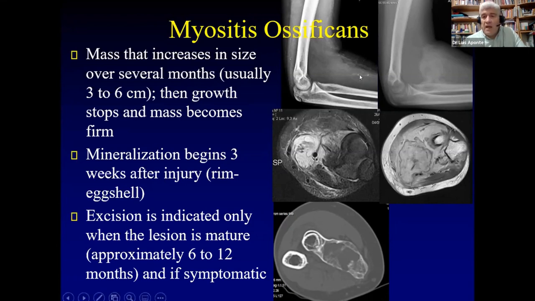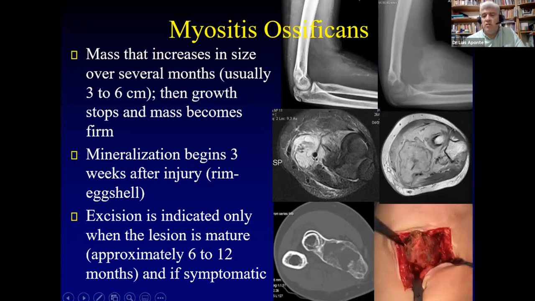You have to ask for a new X-ray. With just the X-ray, these are not calcifications like in a hemangioma. It's really a big mass, and you can see here that you can take the mass. In this case, we took it because it was in the forearm and there was a limitation of mobility. Usually the mineralization begins at 3 weeks. You can see the rim, like an eggshell. You need to wait for a while. Excision only if there are some limitations, but it's usually asymptomatic.